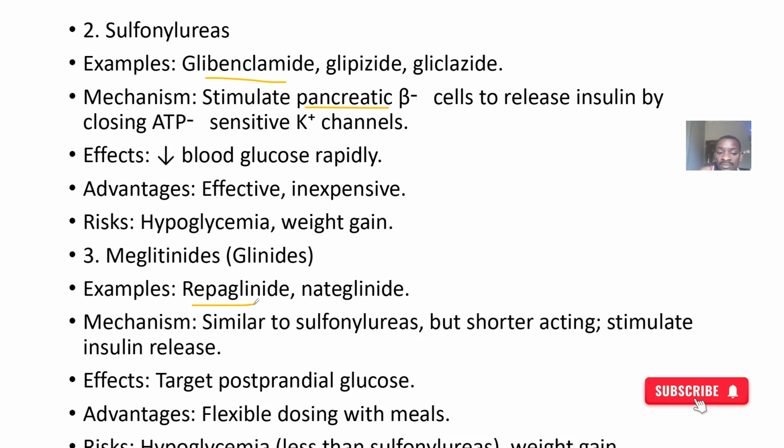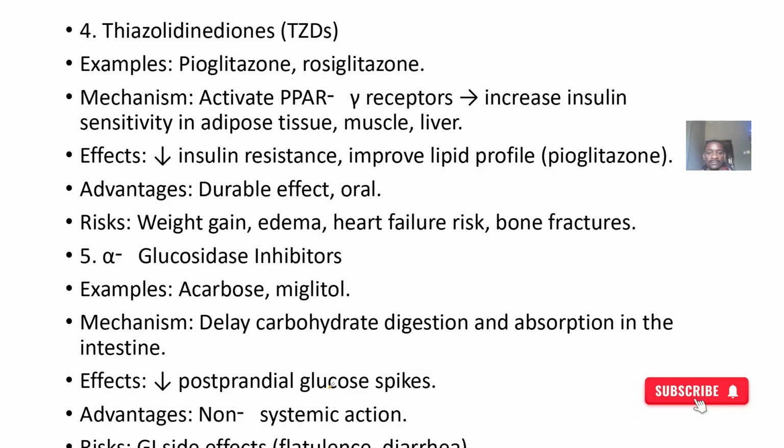Other examples include the meglitinides, also known as the glinides. So drugs like repaglinide, nateglinide, similar to sulfonylureas, but they act shorter. Okay, so they target postprandial glucose. After you eat, if glucose is increasing, they actually target that. Okay, so that's what we got.